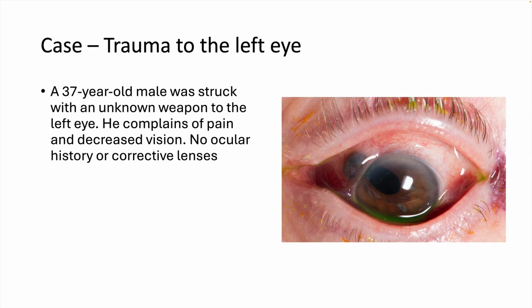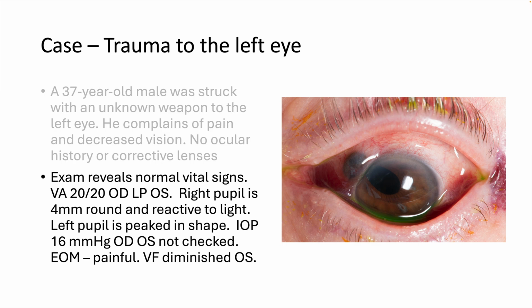Let's do a case of eye trauma. A 37-year-old male was struck with an unknown weapon to the left eye. He complains of pain and decreased vision. No ocular history or corrective lens use. Exam reveals normal vital signs. Visual acuity is 20/20 right eye. Light perception only of the left eye.